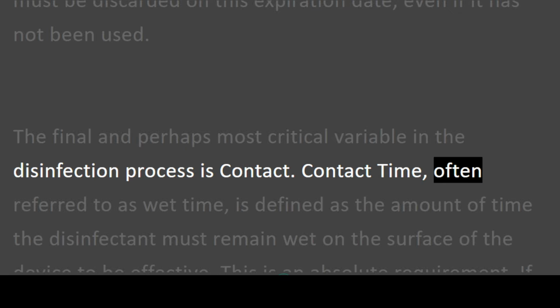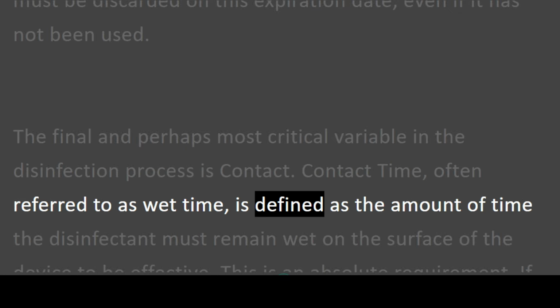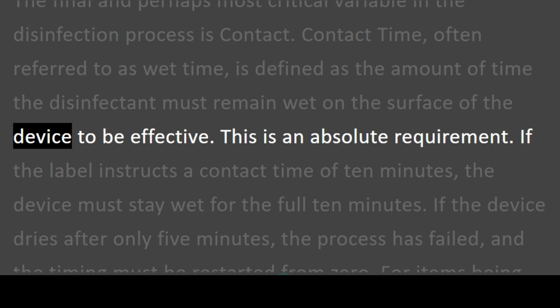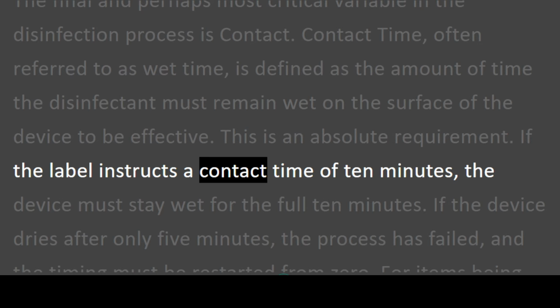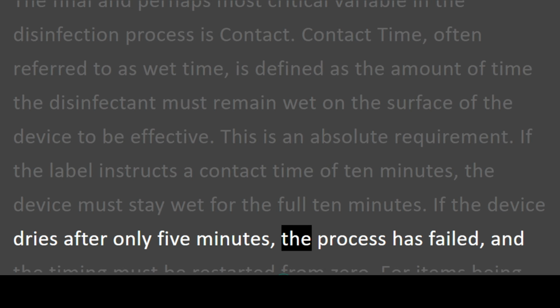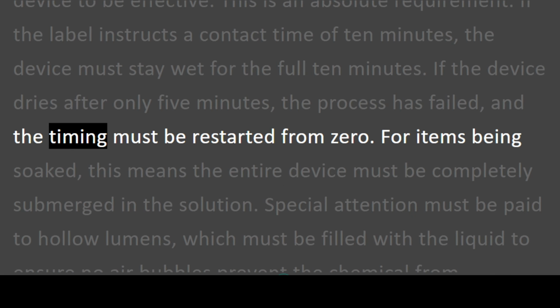Contact time, often referred to as wet time, is defined as the amount of time the disinfectant must remain wet on the surface of the device to be effective. This is an absolute requirement. If the label instructs a contact time of 10 minutes, the device must stay wet for the full 10 minutes. If the device dries after only 5 minutes, the process has failed, and the timing must be restarted from 0.